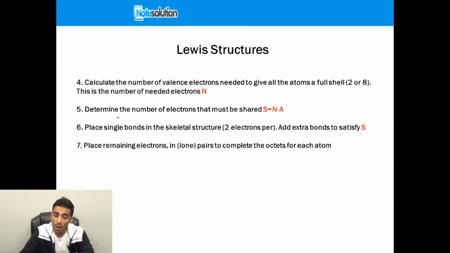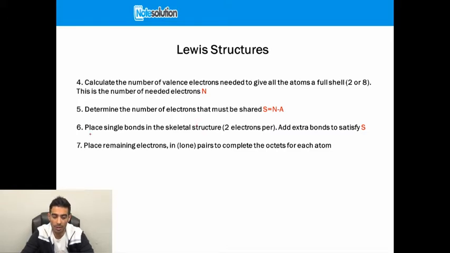Now, after knowing the number of available electrons and the number of needed electrons, we have to determine the number of electrons that must be shared. The electrons that must be shared are represented by S, and it's equal to the number of needed electrons minus the ones available. The sixth step: place single bonds in the skeletal structure, 2 electrons per atom pair.